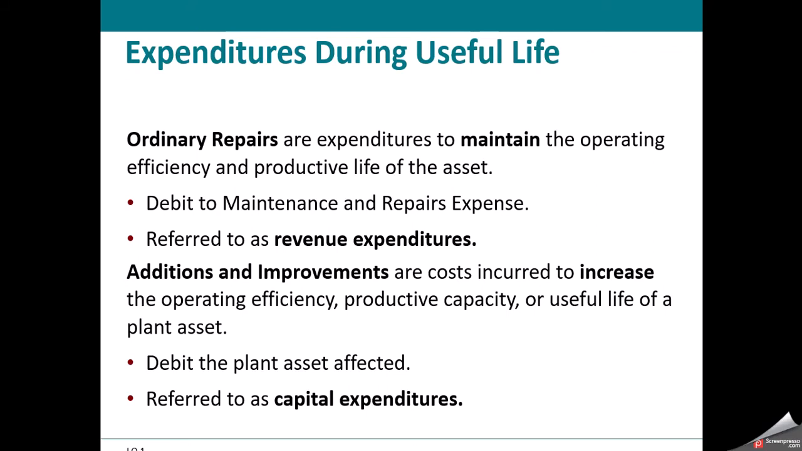So just our ordinary repairs are going to be expenditures. Those do not add value, or they do not add life to the asset. They maintain it, and they keep it in its current condition or in good condition. So those are going to be expenses, maintenance and repairs expense. And again, they would offset our revenues.